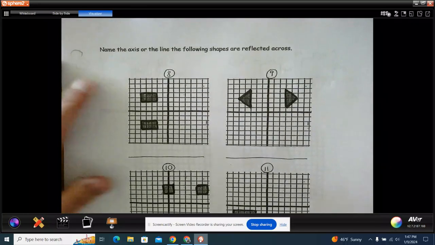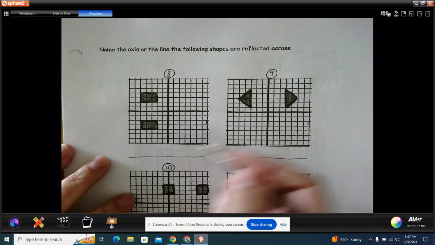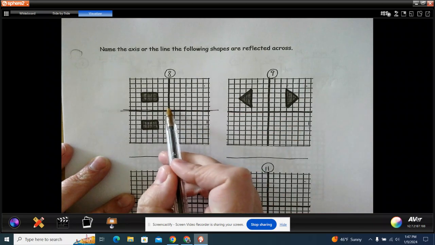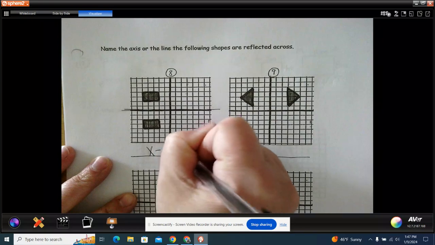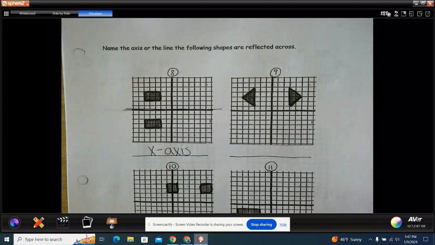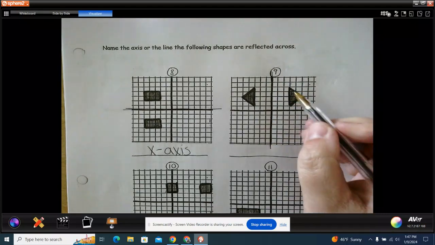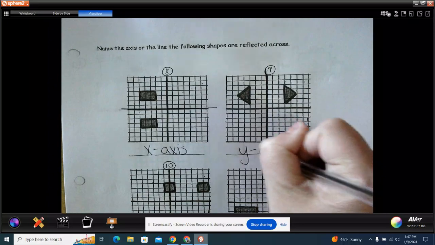So for this, we're going to name the axis of the line of the following shapes that are reflected across. So find the middle of the 2 shapes and draw your line. Since we are on top of a solid line, that is one of our axes, and that's going to be the x-axis. Number 9, we're going to find the middle of the shape, and it is on an axis, and that is the y-axis.